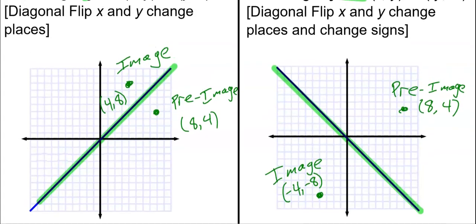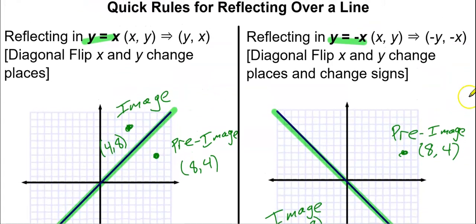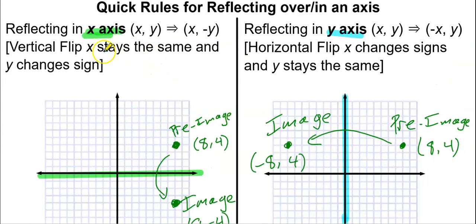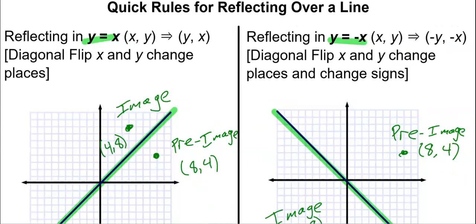Okay, so the 4 big rules that you need to look at. You need to know Y equals X: just change the position of the y and the x. Y equals negative X: flip the y and the x, and change the signs. X-axis: keep x, change the sign on y. Y-axis: keep y, change the sign on x. Those are my generic rules.